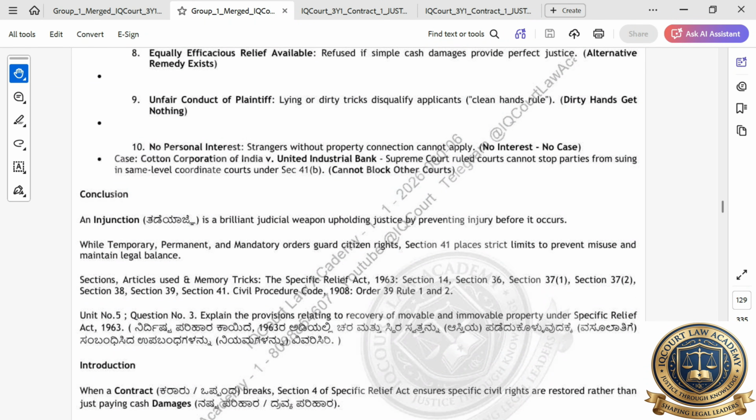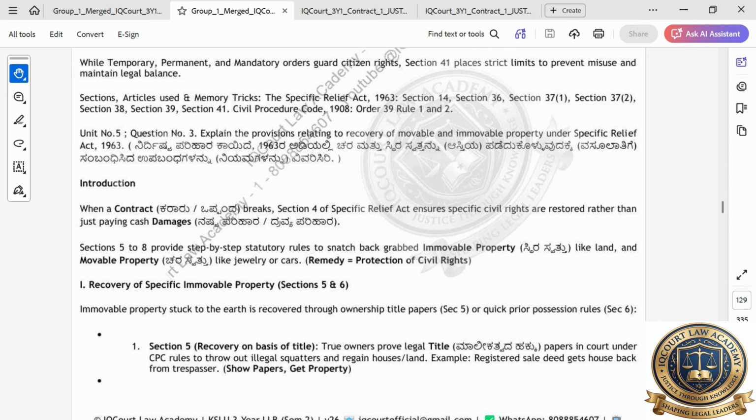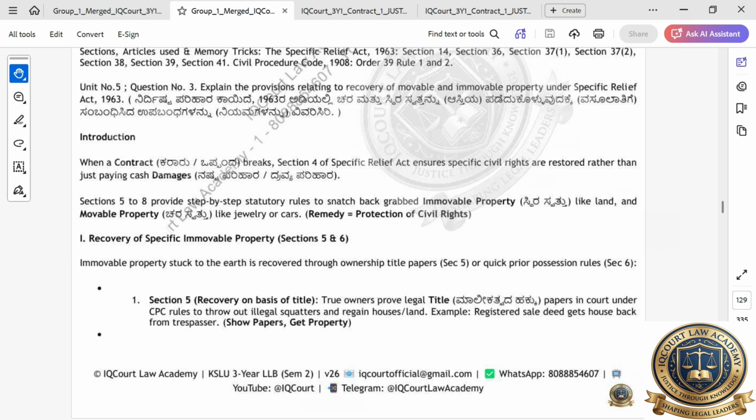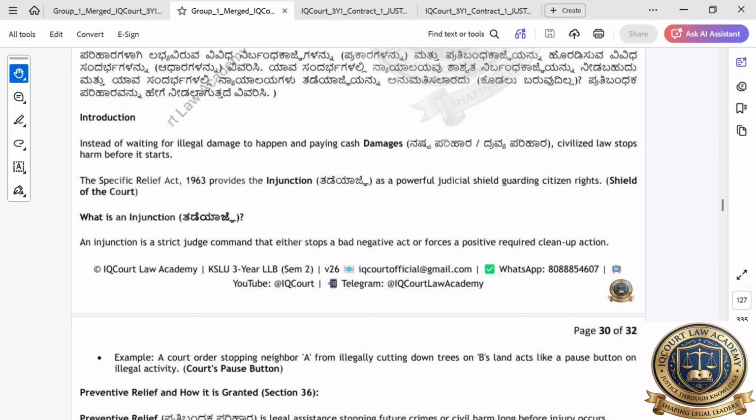The entire subject is very easy. Okay, all of you should clear this exam. All of you should pass this exam and become toppers. Explain the provisions related to the recovery of movable and immovable property under specific relief. This question also they asked. I have given all the questions to all our students, so they should not fail or score less. All our IQCourt Law Academy students should become toppers, university toppers, college toppers.